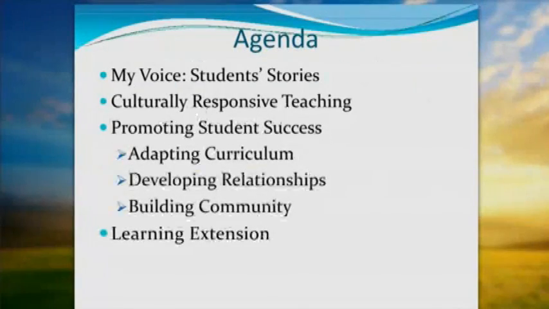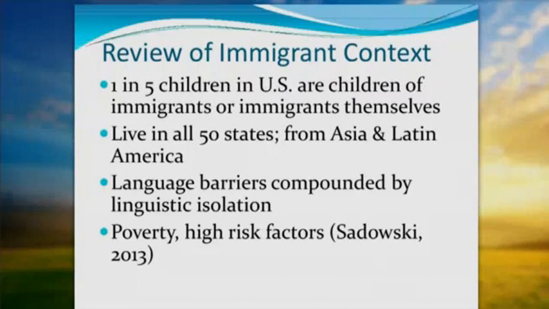So these past couple of days, you've been introduced to immigration here in the United States within the context of the Latino, the Asian, and the African immigrants. And so you know that 1 in 5 children in the United States are children of immigrants, if not immigrants themselves. And immigration touches all 50 states, and the predominance of the immigrants are coming from Asia and Latin America. As told by the students, the language barriers are very difficult for them in terms of their learning and building a sense of community and connection with other people.